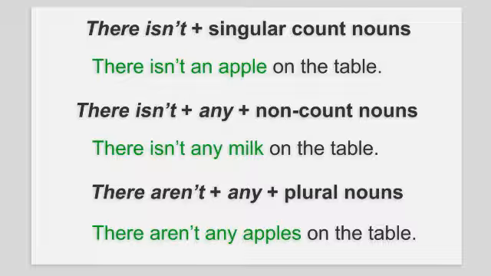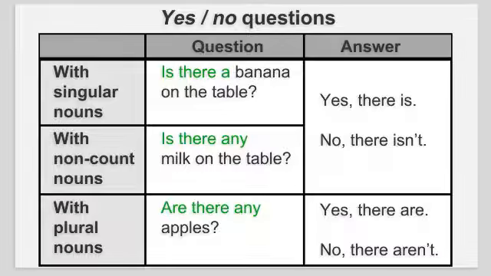Finally, we use is there any and are there any in yes/no questions. For example, is there a banana on the table? Yes, there is. No, there isn't. Is there any milk on the table? Yes, there is. No, there isn't. Are there any apples? Yes, there are. No, there aren't.